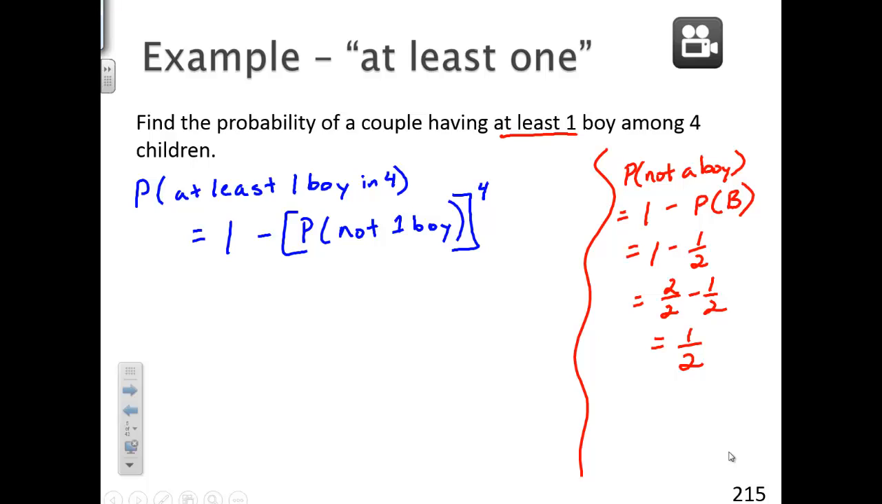So we're going to do 1 minus, and we found the probability of not one boy is 1/2. And then we need to raise that to the number of children. All of this here that I'm putting in red quotations, that is just notation. When you put that 1/2 in, the P, all of that comes out. So we put the 1/2 in, and then we get 1 minus 1/2 to the 4th.